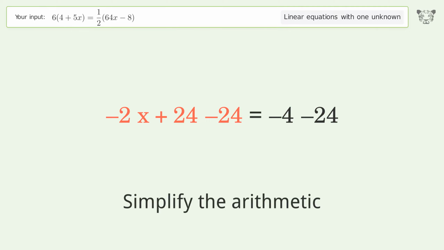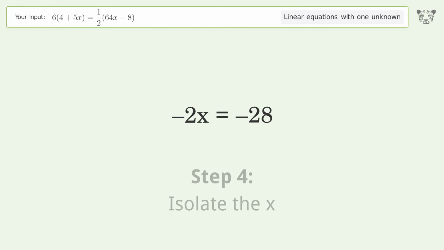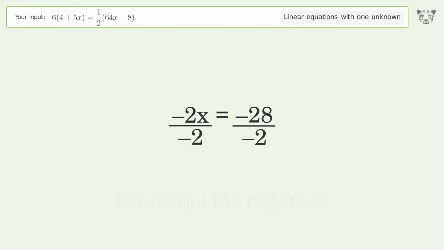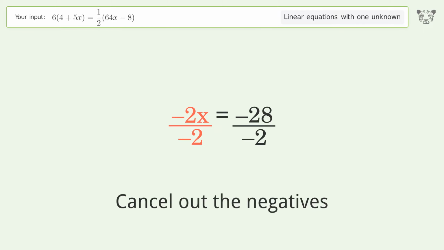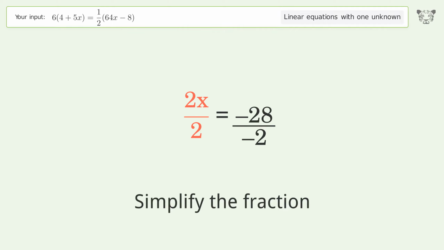Simplify the arithmetic. Isolate the x. Divide both sides by -2. Cancel out the negatives. Simplify the fraction.